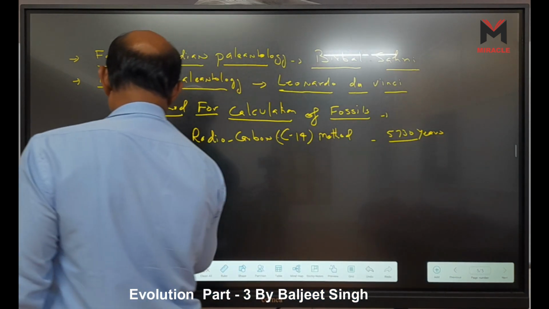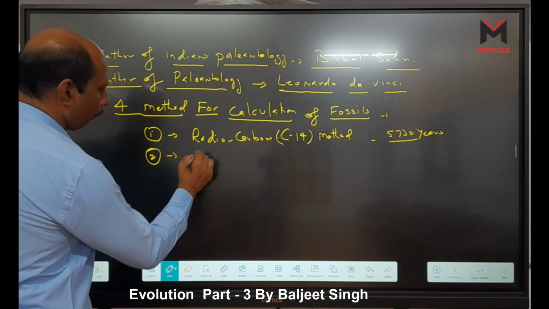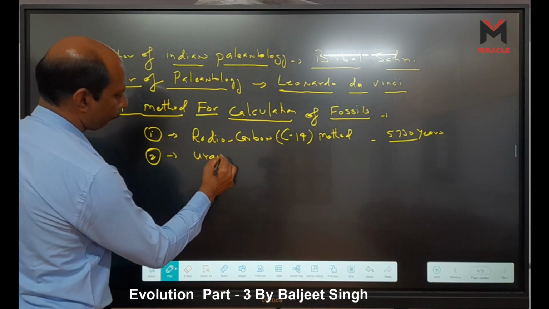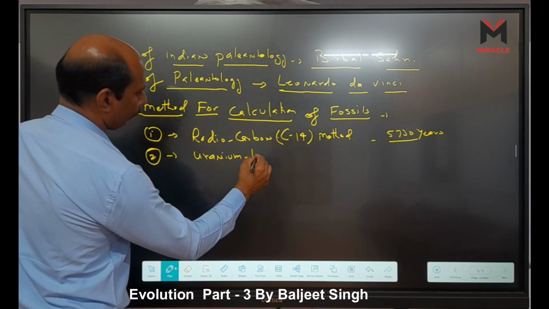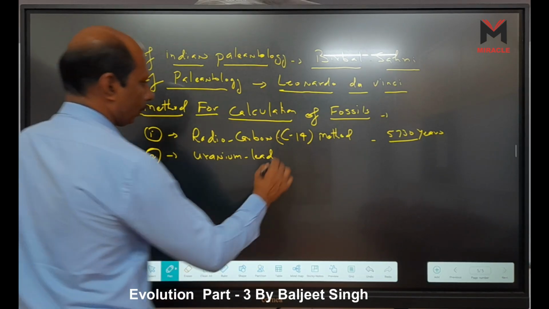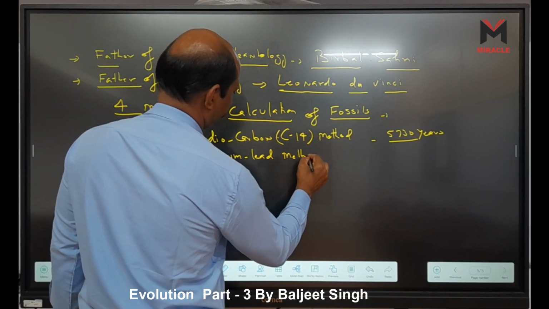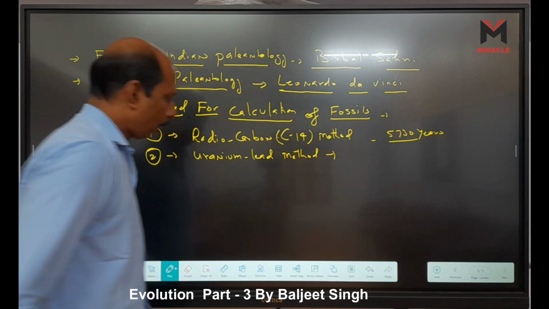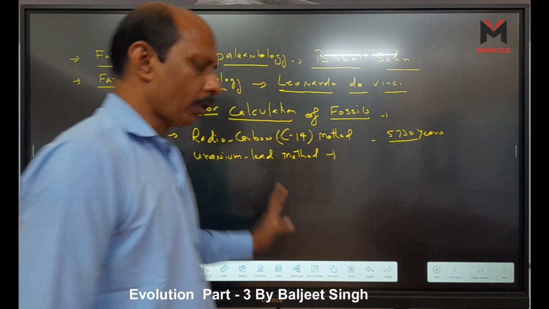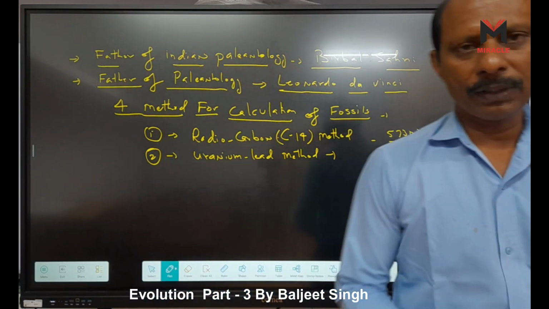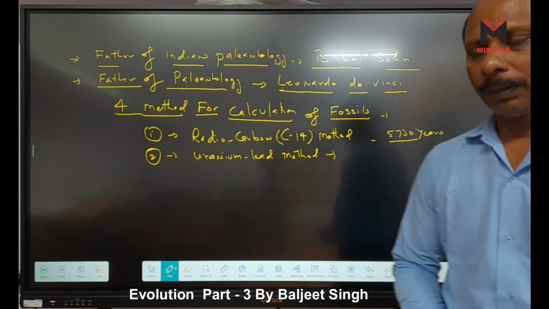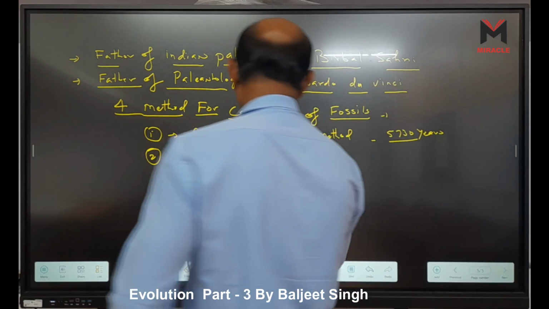Second is our uranium-lead method. Look here, uranium is also a radioisotope, and after that what happens? It is converted into lead, right? Stable structure lead. The uranium-lead method.